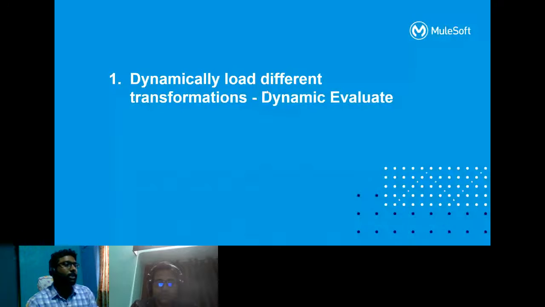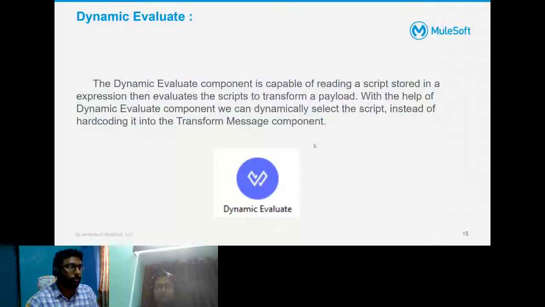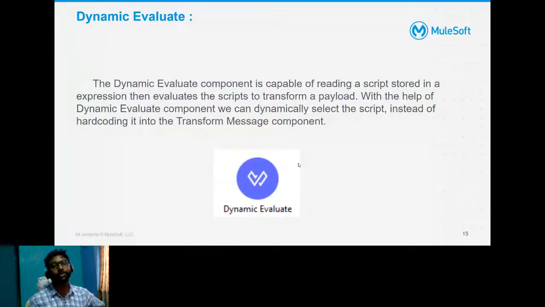So first thing, the dynamic evaluate connector. How we can load the DWL files dynamically. So this connector will have two properties. One is expression, where the script file is stored. And the second thing is parameter, what parameters we want to evaluate, whether it is a payload or the data is stored in some variable.